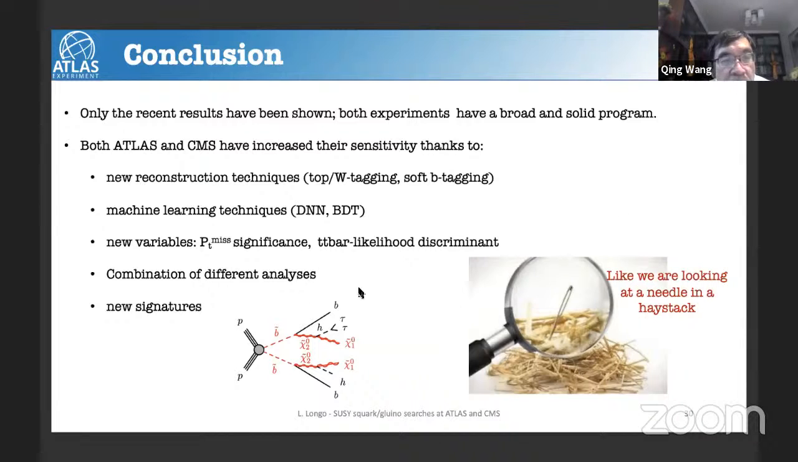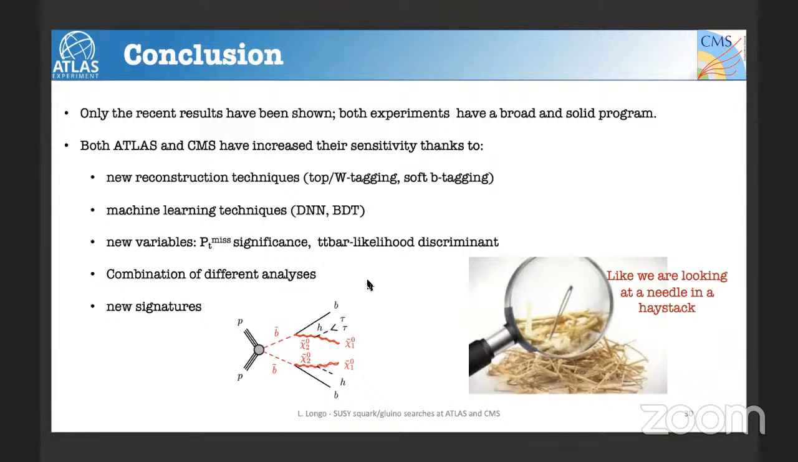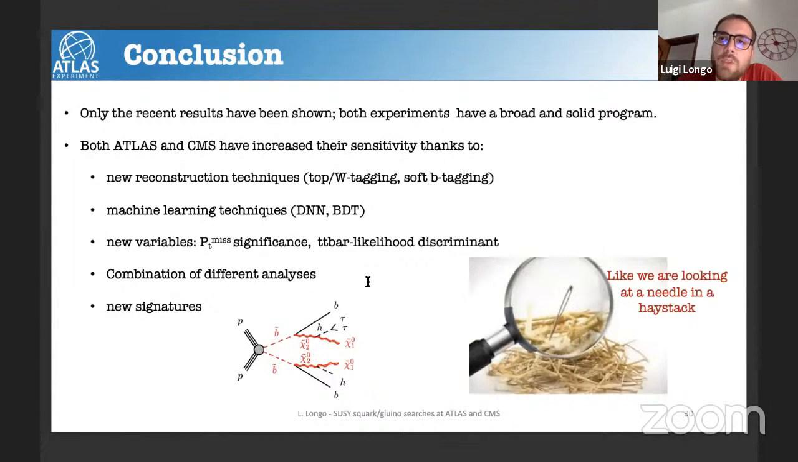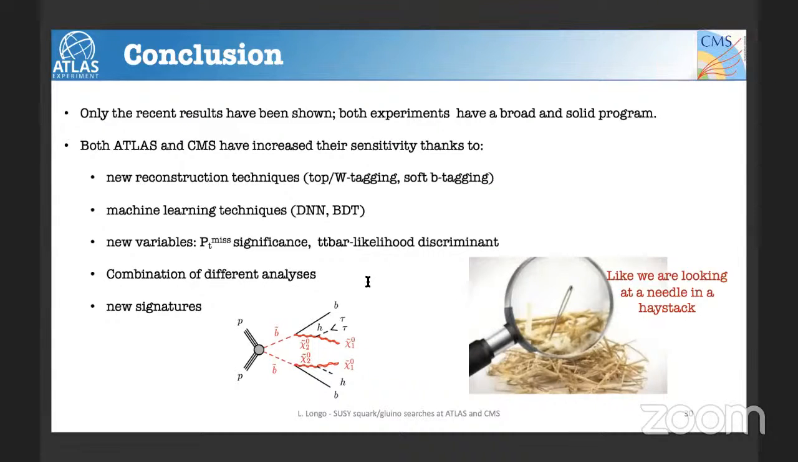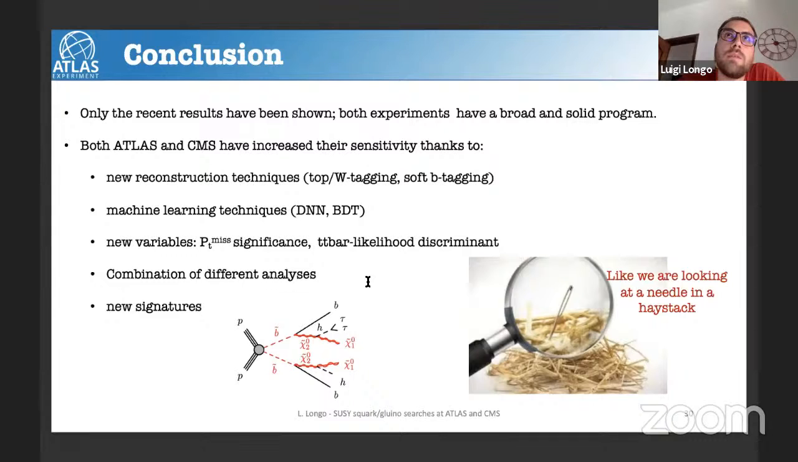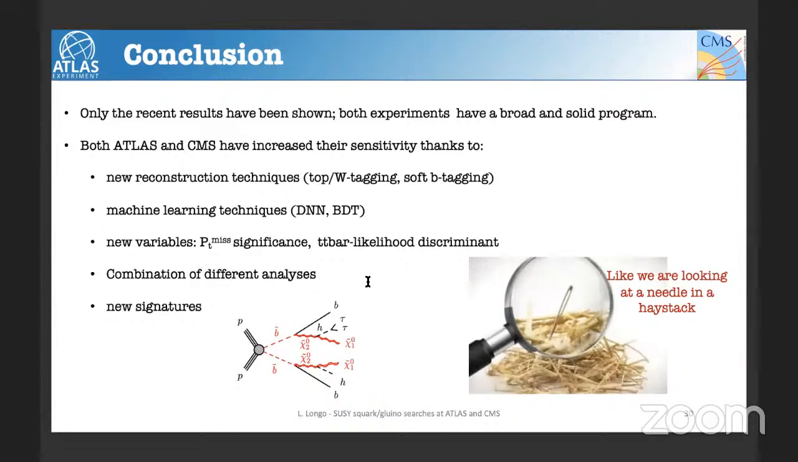Please. Hello. Do you have an exclusion plot in the squark mass and gluino mass plane? No, neither in the backup. I have this information. Are you going to make such a plot? For the analysis that we've seen up to now, I have not seen these plots, but I don't know if the analyzers are willing to do it.